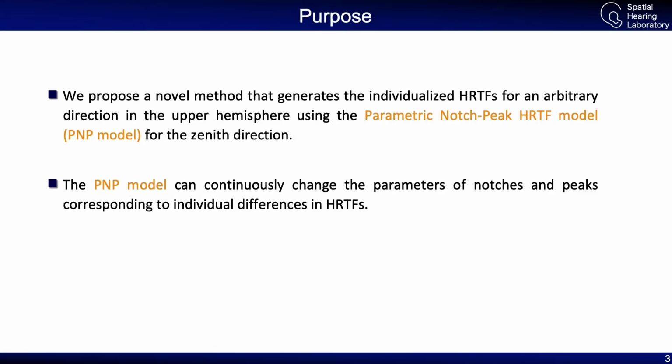In the present paper, we propose a novel method that generates the individualized HRTFs for an arbitrary direction in the upper hemisphere using the Parametric Notch-Peak HRTF model for the zenith direction. The PNP model can continuously change the parameters of notches and peaks corresponding to individual differences in HRTFs.